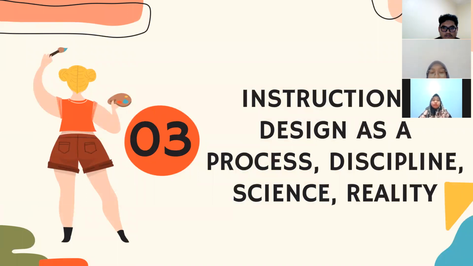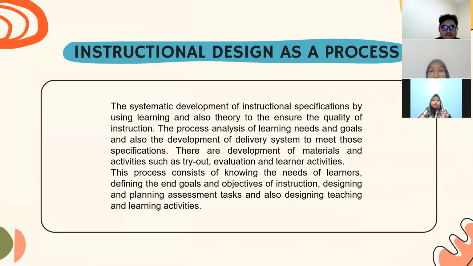It's about instructional design as a process, discipline, science, and reality. The first is instructional design as a process. The systematic development of instructional specifications by using learning and also instructional theory to ensure the quality of instruction. The process includes analysis of learning needs and goals and also the development of a delivery system to meet those specifications. There are development of materials and activities such as tryout, evaluation, and learner activities.